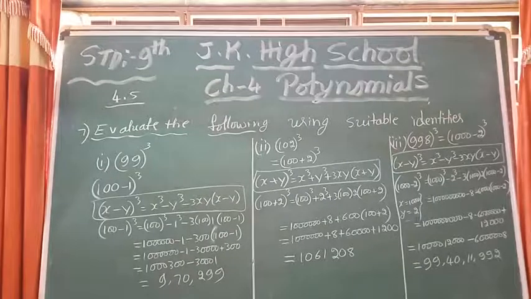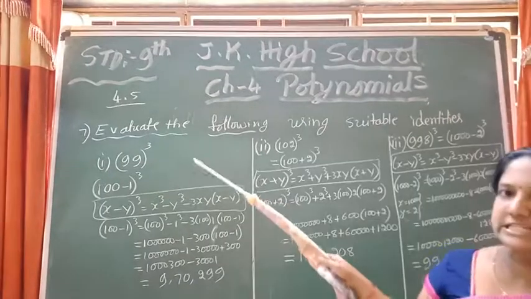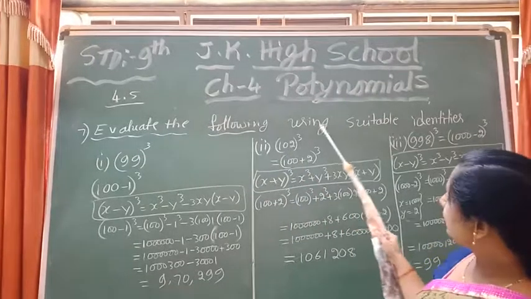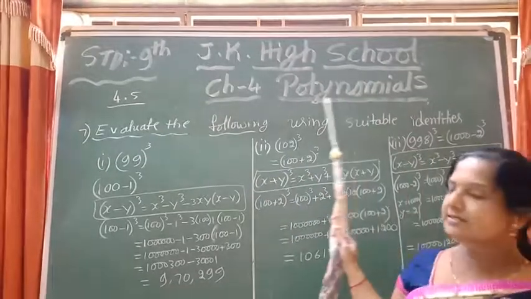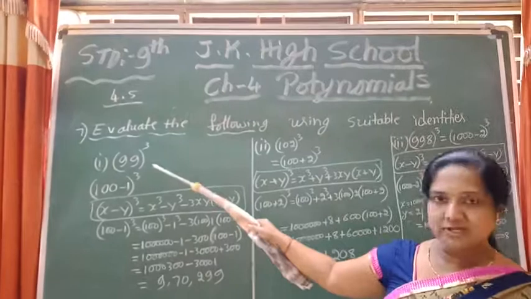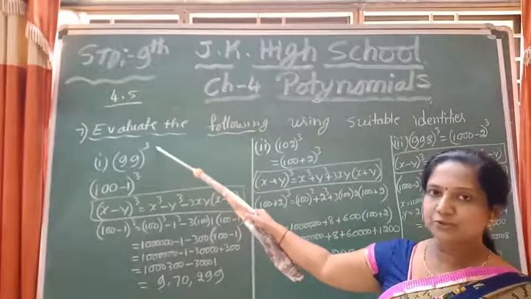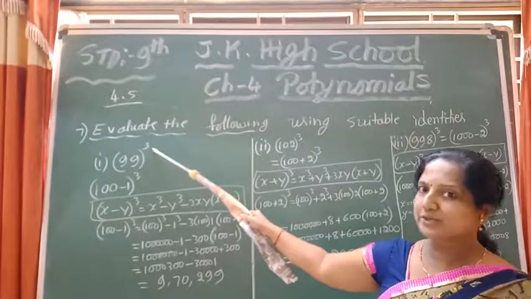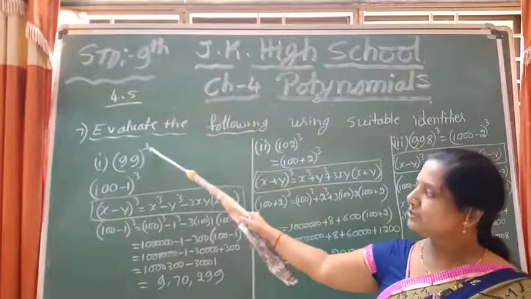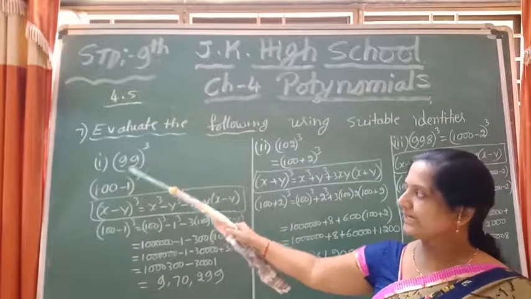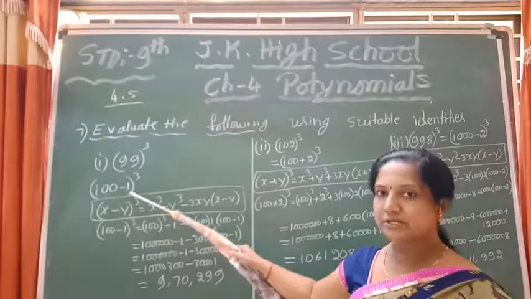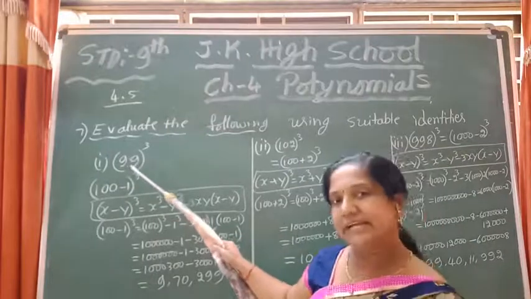Children, 7th main, exercise 4.5, 7th main. Evaluate the following using suitable identities. So now they gave the question 99 whole cube. Cube is there means I have to use the cubic identity only. But I have to write it in this form. 99 I can write as 100 minus 1. 100 minus 1 is nothing but 99 only.